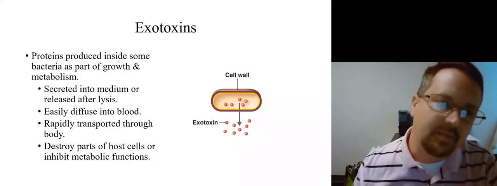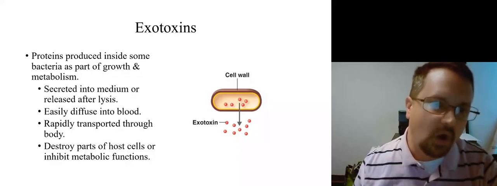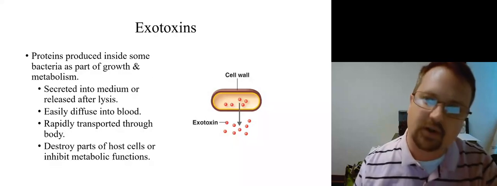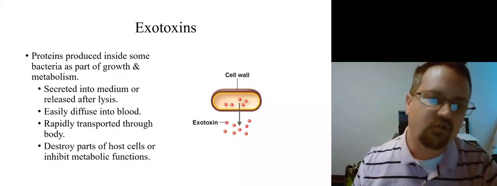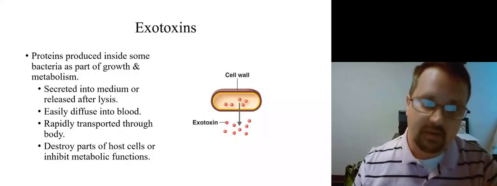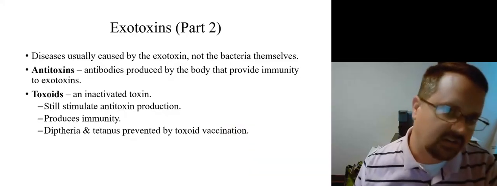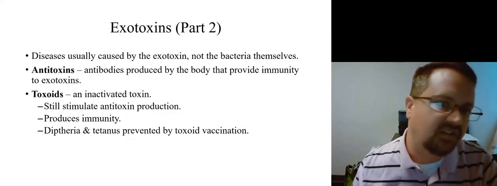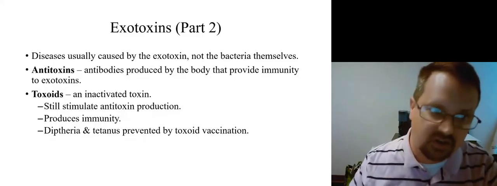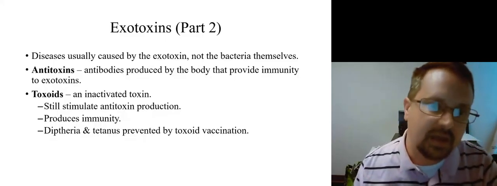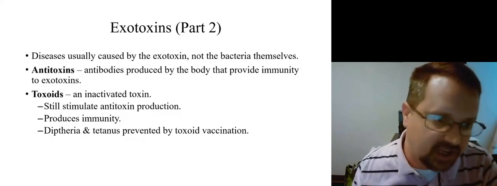Okay. These toxins can be exotoxins, and these are proteins that are produced inside the bacteria. It's part of their growth and metabolism. It gets secreted into the medium through one of the secretion systems of a bacterium, diffuses into blood, gets transported through the body, and destroys host cells somewhere else to inhibit metabolic functions. It may make the cell not do certain things. We'll talk about exotoxins. Usually, what the disease is caused by is the exotoxin, not the bacteria, but the toxin the bacteria releases. Antitoxins can be antibodies produced by the body to actually destroy and provide immunity from the exotoxins.